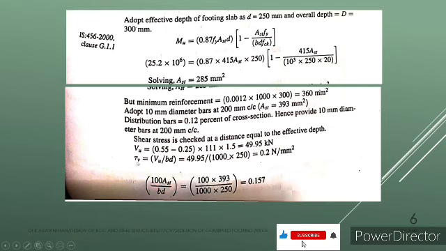So what is the formula? For checking the shear stress at the critical section, tau v equal to Vu by b d. First we have to find the Vu. What is Vu? At the critical section at d from the face of the column. So the depth we have provided, d is 0.25, that is 250 mm. Hence, we are subtracting the value of 0.25 into 1.5.